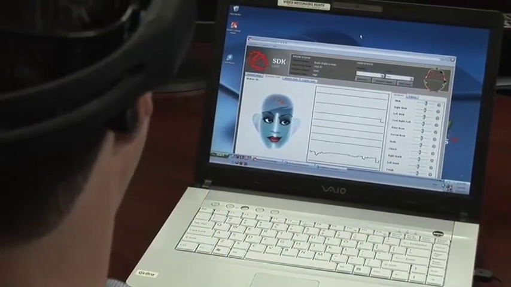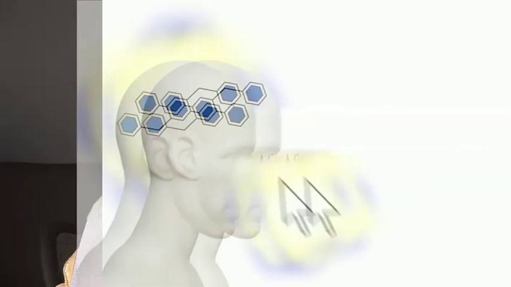Immediately my mind went to people who are quadriplegic or something like that. It could be extremely useful. It's fun to work with. It has a lot of wow factor to it.